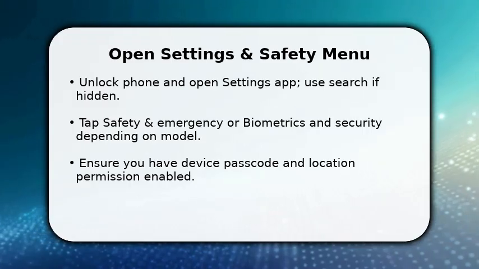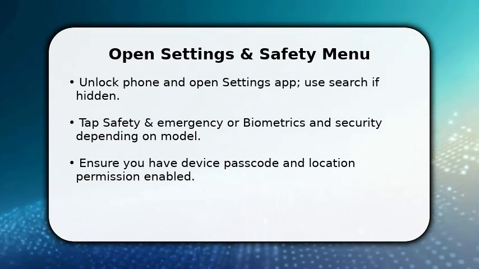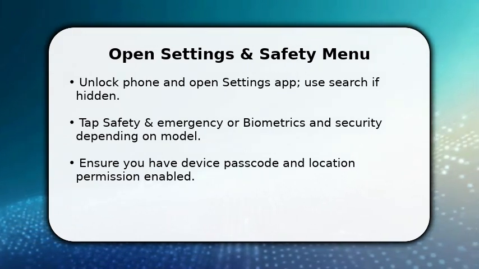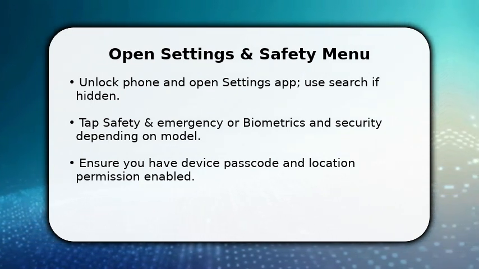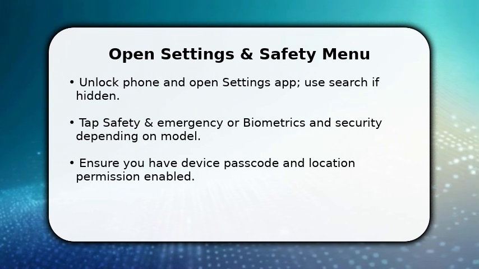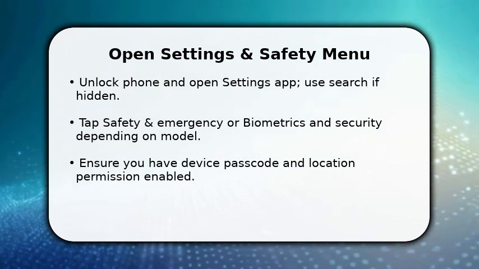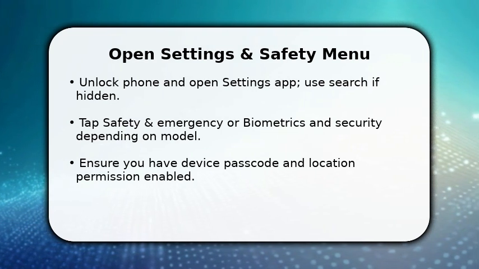You start by unlocking the Samsung and heading straight to Settings. Use the search bar to type Safety or Emergency if you don't see it. Once there, tap Safety and Emergency, or Biometrics and Security on older models, so you reach the emergency features.